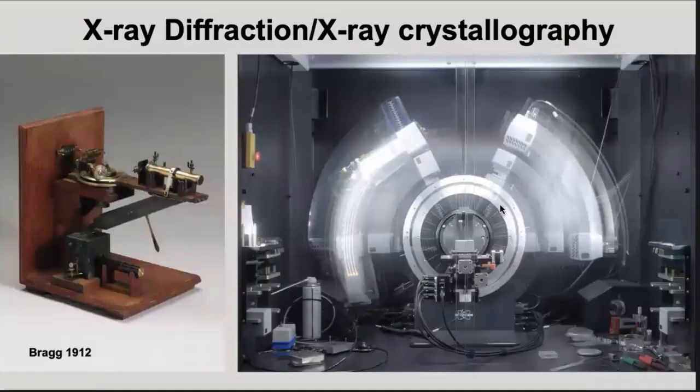So on the left is a photograph of the actual apparatus that William Lawrence Bragg used in 1912 to solve the structure of the sodium chloride crystal. Very primitive looking thing, but it worked. On the right is a much more contemporary X-ray crystallography machine.